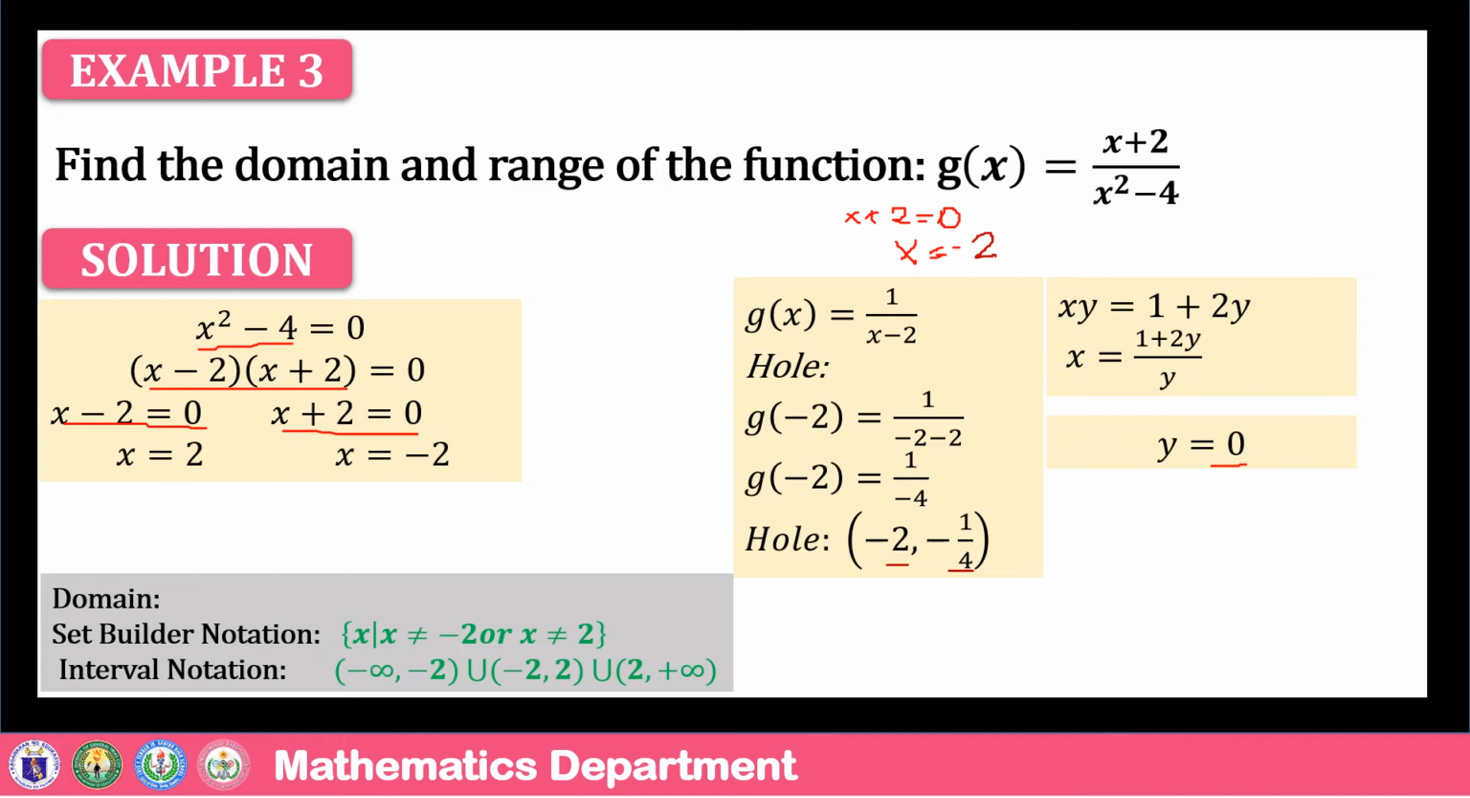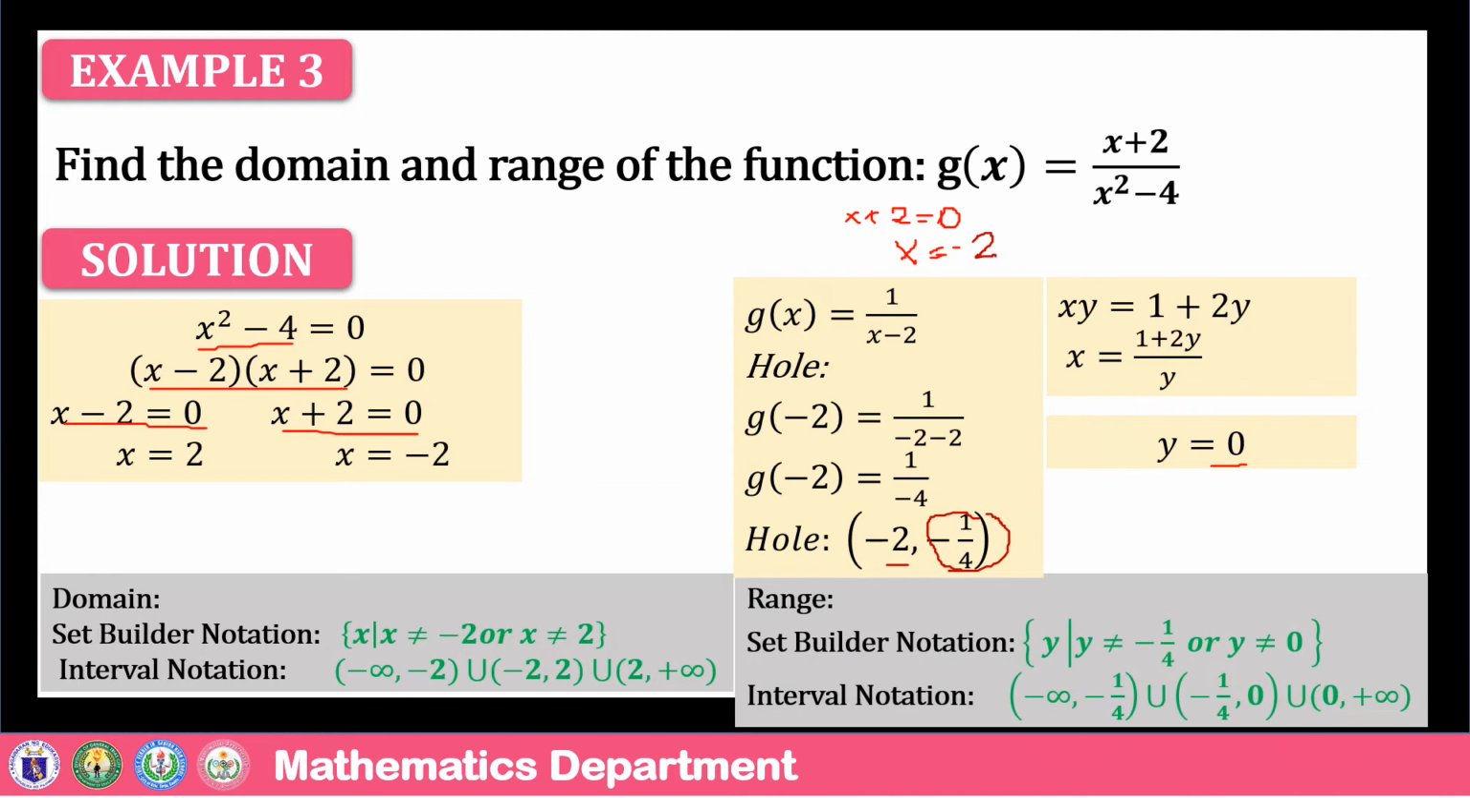So, ibig sabihin lamang neto, pag evaluate natin yung ating function na g of x equals x plus 2 over x squared minus 4, at this particular point, ay undefined yung ating function. So, kaya magkakaroon tayo ng butas doon sa ating graph. So, with that, yung negative 1/4 na ito ay isa sa ating mga restrictions sa ating range. So, pag sinulat natin yung ating range, yung unang value kanina ay 0, tapos ito nakuha natin ngayon na negative 1/4. So, ang magiging range natin ngayon ay set of all y such that y is not equal to negative 1/4 or y is not equal to 0.